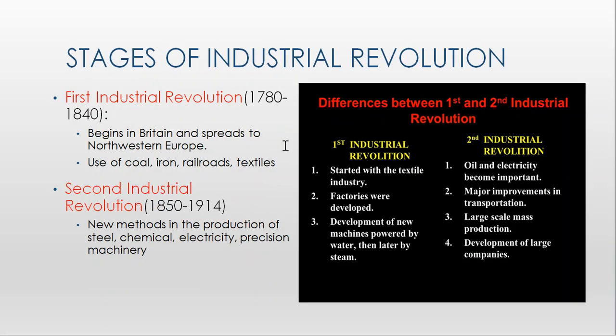So here are some of the stages of the revolution. We have the first stage. That's going to happen around 1780 to 1840. It begins in Britain and spreads to northwestern Europe. Use of coal, iron, railroads, textiles. A lot of exciting things started happening. You got steam engines and things like that. They're starting to emerge. And then the second industrial revolution, you got things that are a little more refined, like steel, chemical, electricity, and you even have precision machinery, which allows you to make more fine-tuned things. So you can also look at that here to get a better idea.